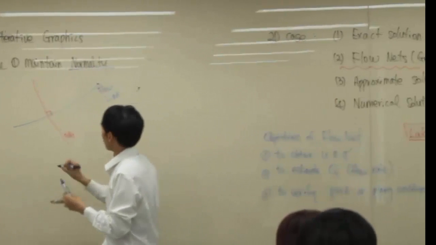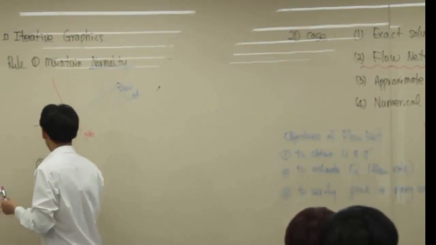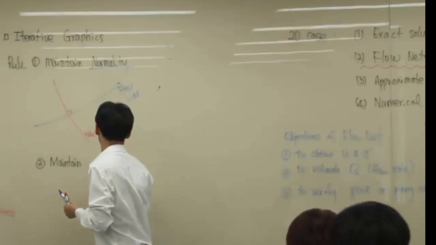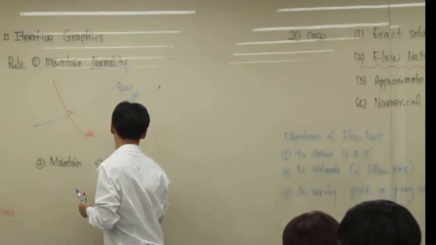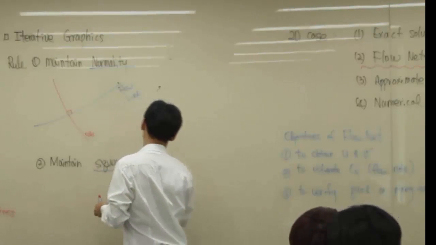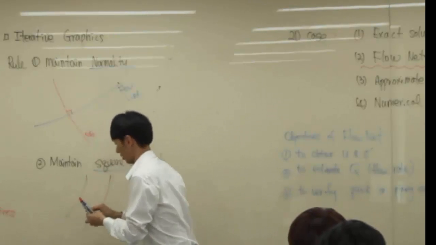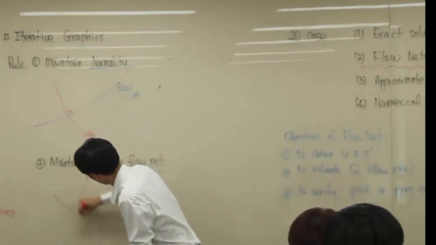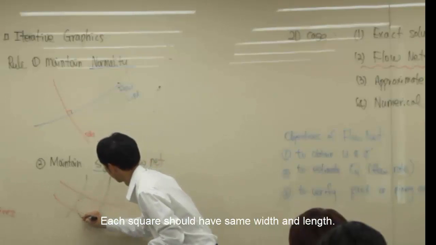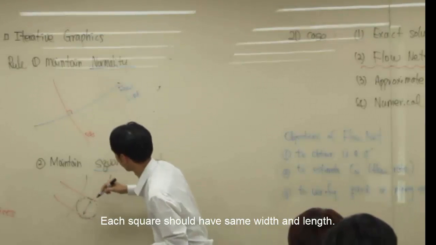Perpendicular. And the second is to maintain the square flow net. Each square should have the same width and length.